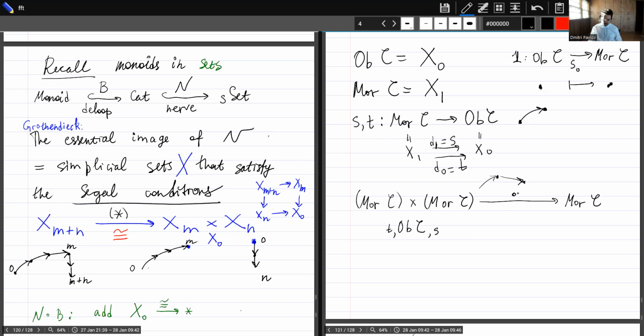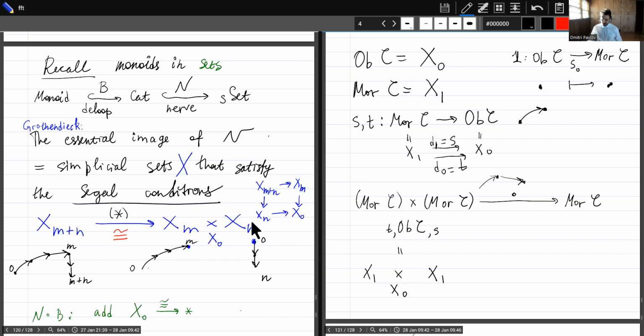Well, let's see. The object on the left is x1 times x1 over x0, and the structure maps here, the two legs, will be the first and the zeroth phase map respectively. But that's precisely the object that occurs in the Segal condition. If you take the Segal condition for m equals n equals 1, then this pullback here is precisely the pullback of these two maps here.